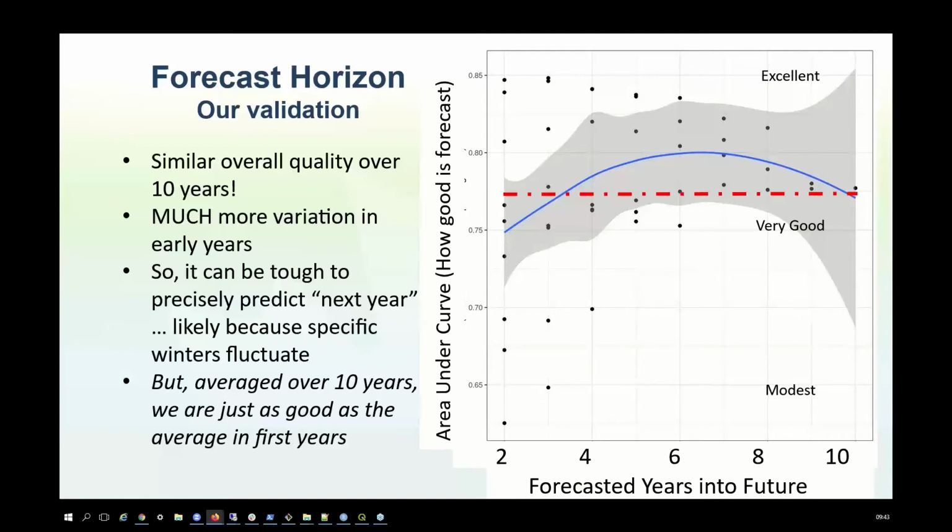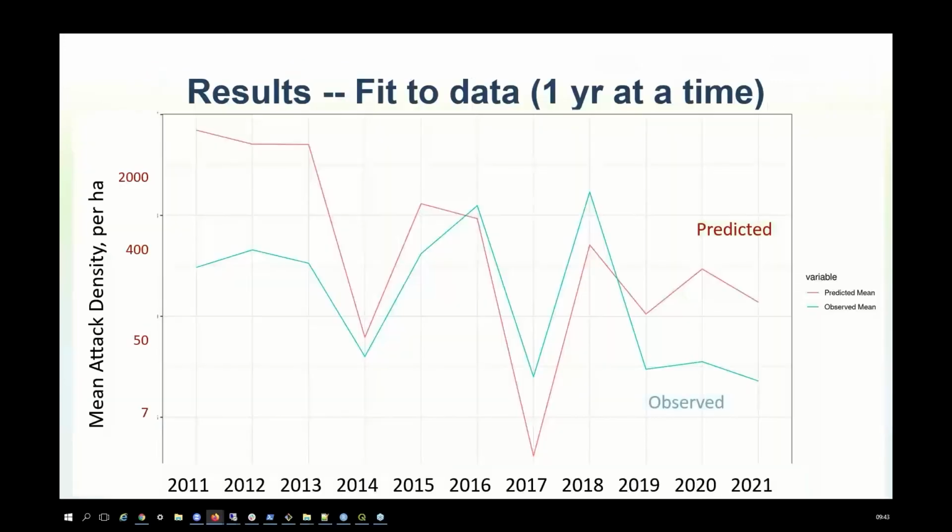And then to read this graph on the y-axis, apologies, I should have said that earlier, I have these labels on the right where higher up is an excellent forecast, middle is a very good forecast, and modest is a not particularly good forecast, but much better than random, let's say. I'm not going to go too much into what the area under the curve actually is, but the higher up it is, the better.